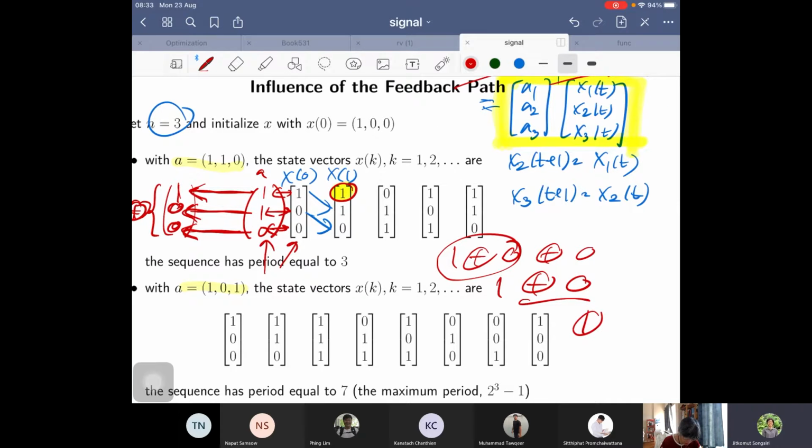For the next step, we're still going to progress according to this state-space equation, which means we shift the first entry to the second entry, the second entry to the third one. This is according to these equations in the red line, and then we do the same to compute this 0.